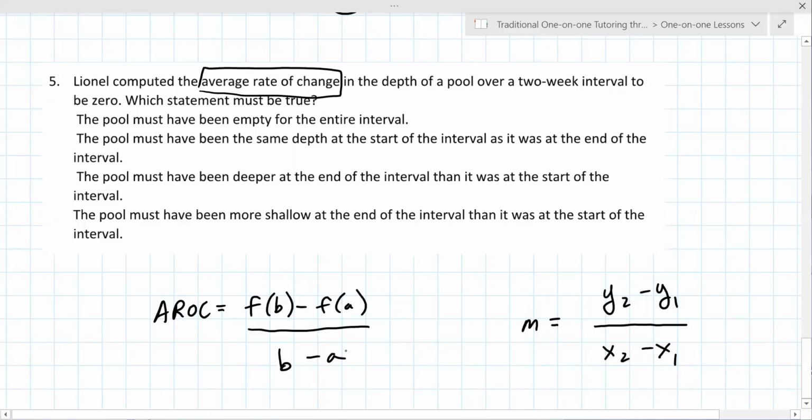Right. I remember going over that. Okay, so let me rewrite this. Instead of, let's say Lionel computed the slope to be 0.